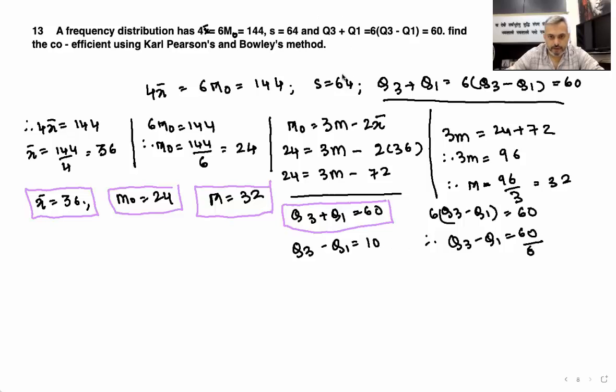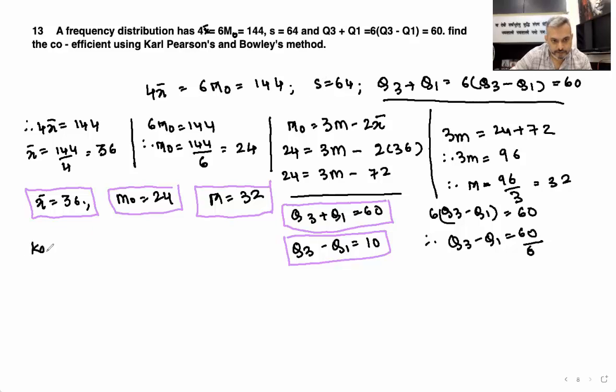Now in order to find out Q3 and Q1, we can solve them or we can keep it as it is because we have median, we have Q3 plus Q1, we have Q3 minus Q1. So you don't need to actually individually find Q3 and Q1. So let's go over here.